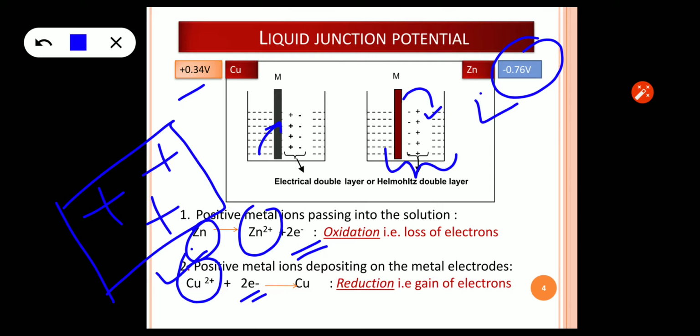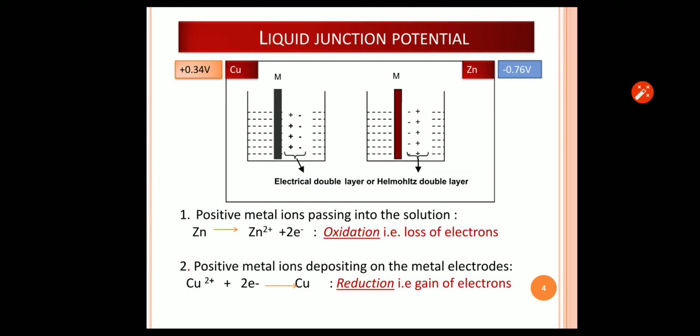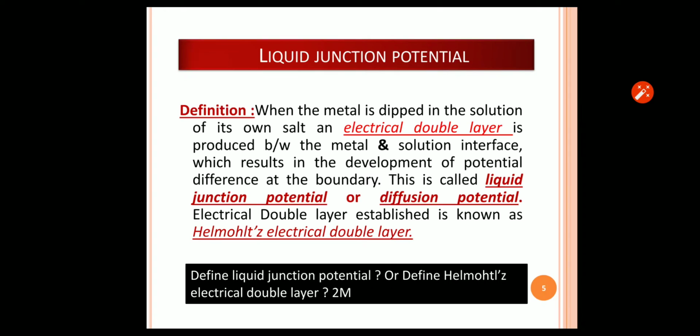It will attract the oppositely charged ions present in the solution. Again, this results in the formation of an electrical double layer across the metal solution interface, and this double layer possesses some potential, which is known as liquid junction potential. Now, I hope you understood the liquid junction potential.